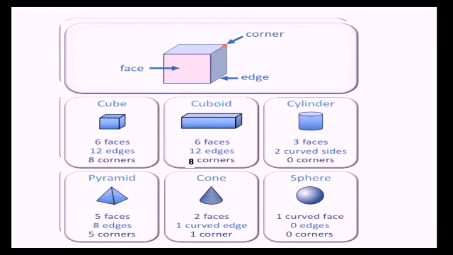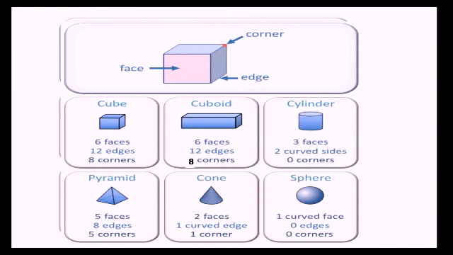Now what is meant by edges? Edges means when two faces meet at a line segment, that is called an edge. Where two faces meet in a line segment, that is called an edge of a 3D shape. And what is meant by a corner or vertex? Corner means when three edges meet at a point, it is called a corner or vertex. Now we will discuss a few different types of 3D shapes and their edges, faces and corners.